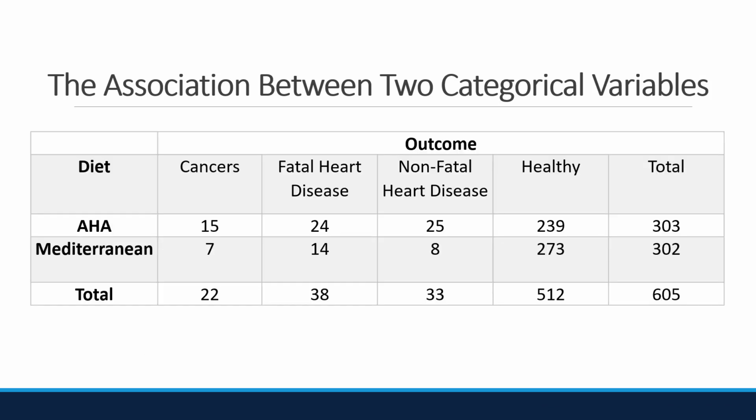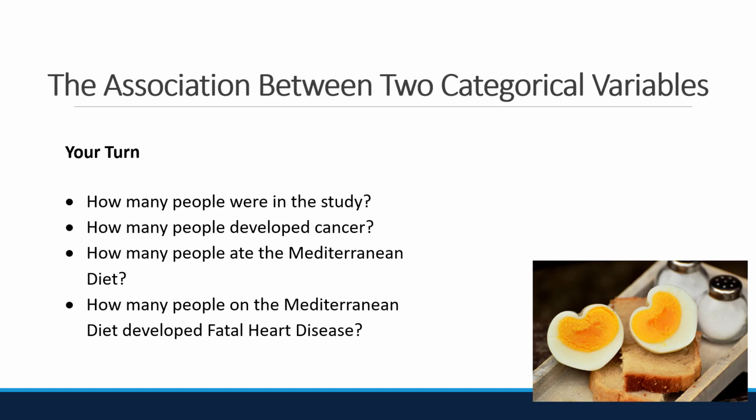Example: suppose a researcher is interested in comparing a person's diet to health outcomes. They decide to compare the Mediterranean diet to the American Heart Association's recommended diet. The following table was published in the article Mediterranean Diet Pattern in a Randomized Trial, published in 1998. Your turn. Look at the table and see if you can identify the following. Then come back and we'll see if you got the right answers.